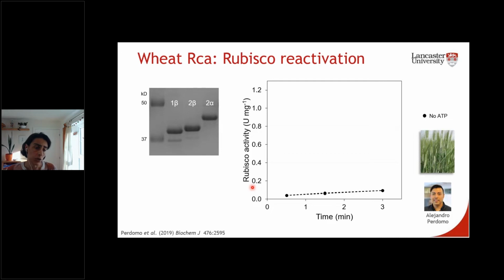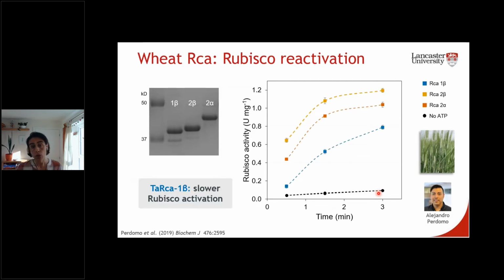And what they did was to use this assay that looks at Rubisco activity, starting off with inhibited Rubisco. So we basically put an inhibitor in the catalytic site of Rubisco and then see what happens throughout the assay. What you're seeing here is the control reaction, where we have no ATP and no Rubisco activase, and here we see no increase in activity or very little increase in activity. So Rubisco activity remains inhibited throughout the 3 minutes of the assay.